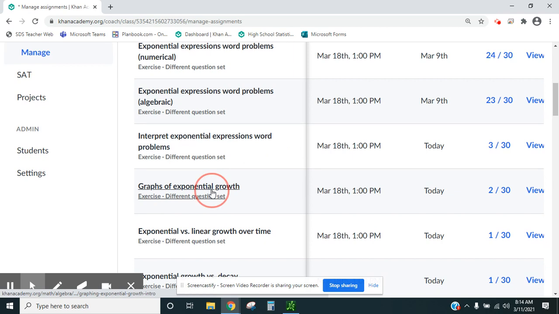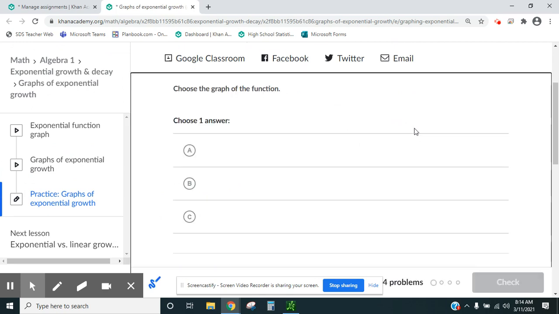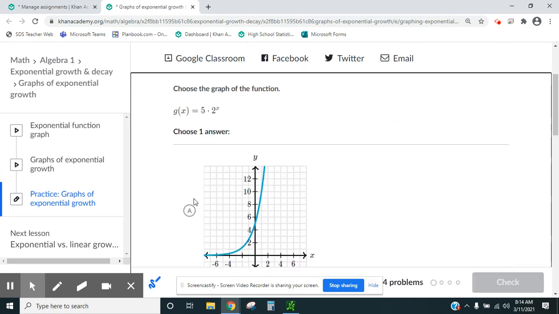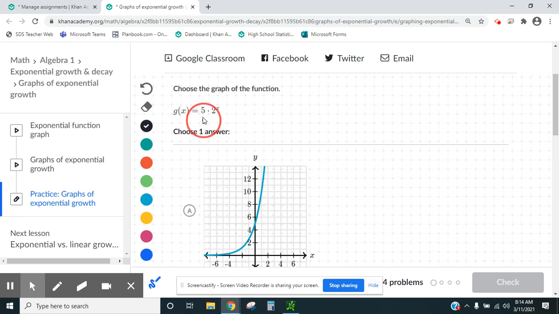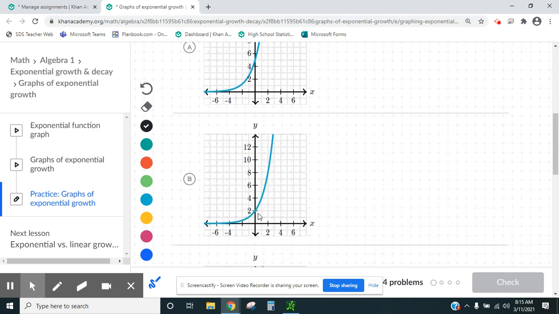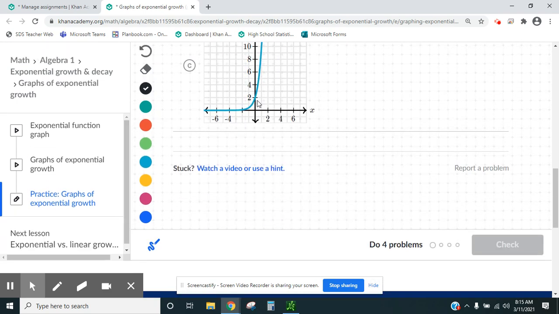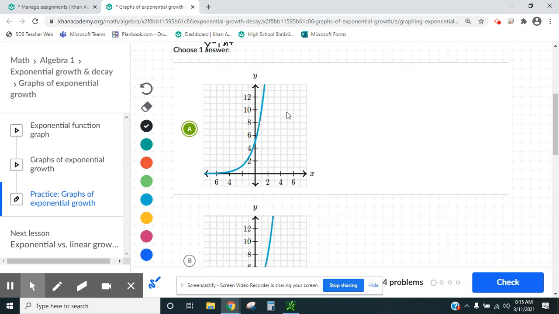The graphs are super simple, but you're going to want to watch this. All right, choose the graph of the function. First thing is this is the starting point. So when I say starting point, pretend like the time is at 0 or the x-axis is at 0. That's the same thing as what you would know as the y-intercept. Okay, so the y-intercept is 5. A works, B doesn't, C doesn't. None of them have a y-intercept of 5, so this has to be it.